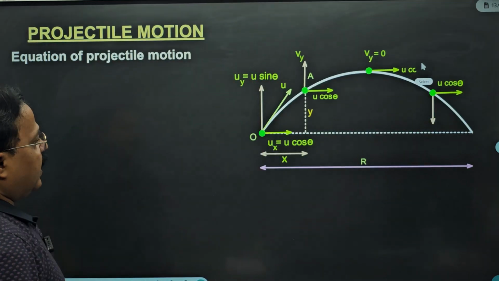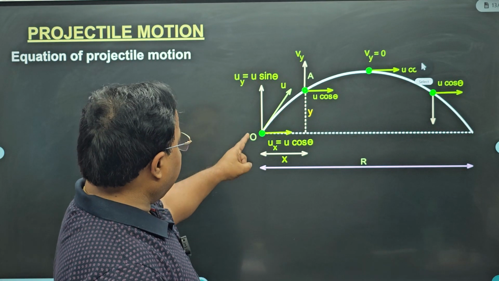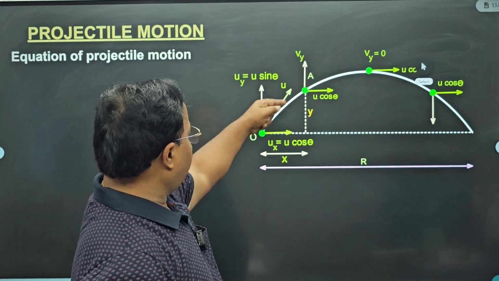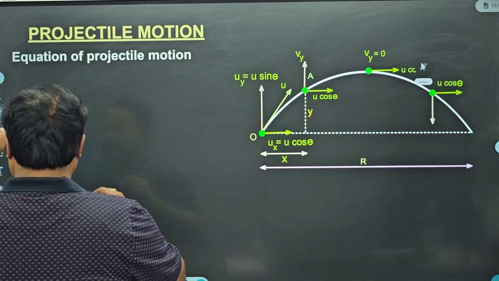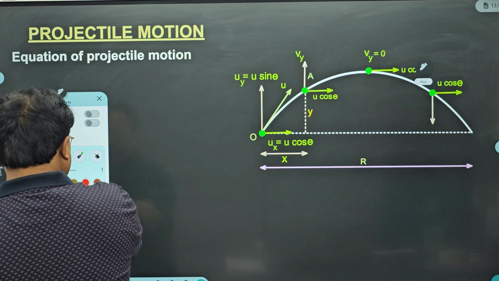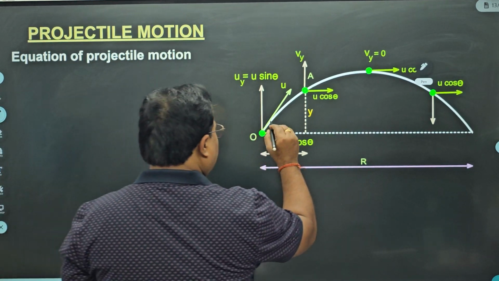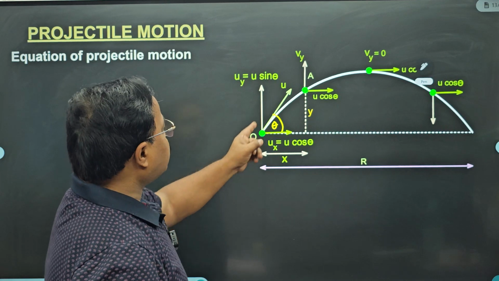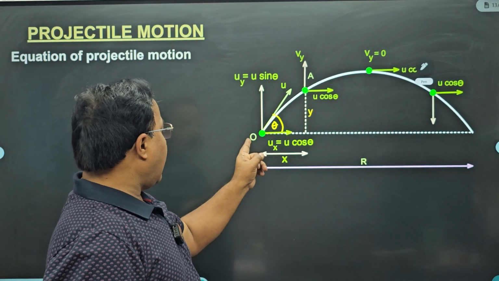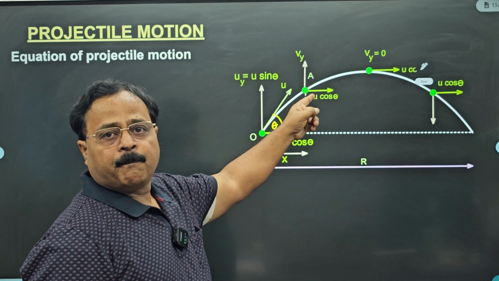My dear students, as you have seen here, a body is projected with speed u, making an angle theta with the horizontal. After time t, the body moves from O to A.